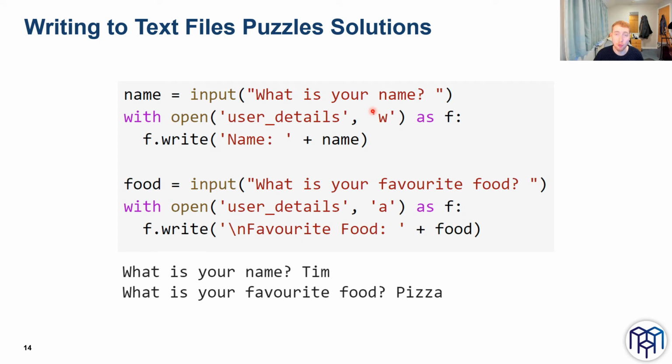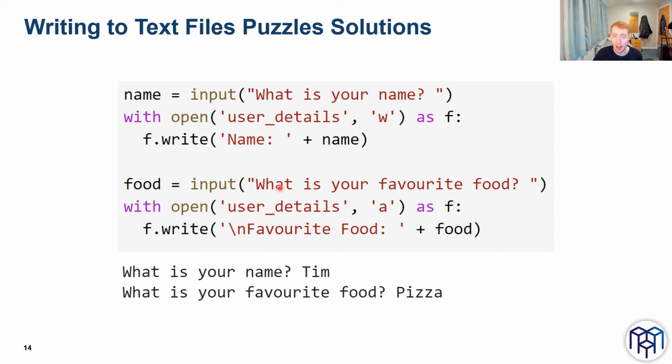So we're doing two writes here, one in write mode and one in append mode. So we start by asking the user for their name. We can use the input command for that. And then we open this file, user details, in write mode. And so whenever we write to the file, it's going to delete anything in there already and just replace it with this new content. So we write out name, and then we add on whatever the input name was. So we end up with name, colon, and then whatever they inputted.